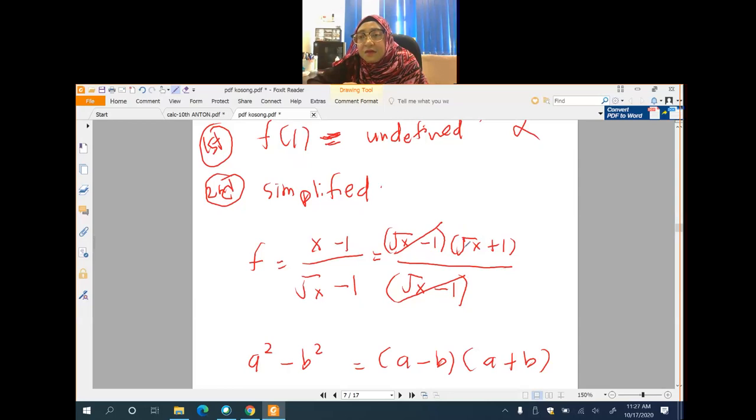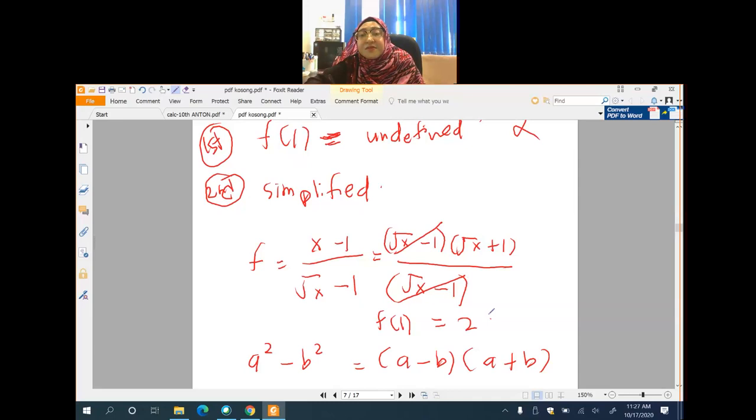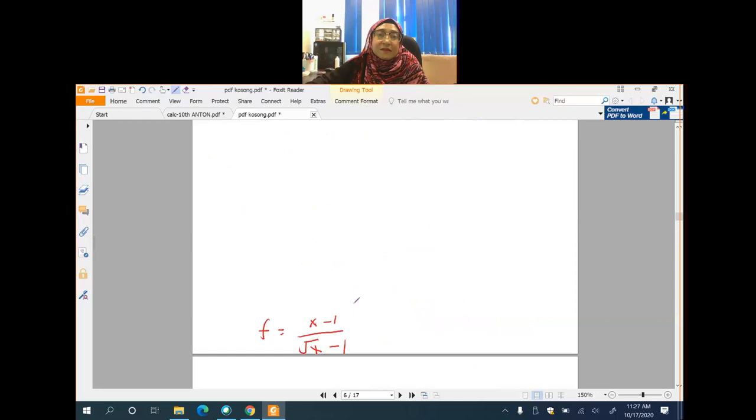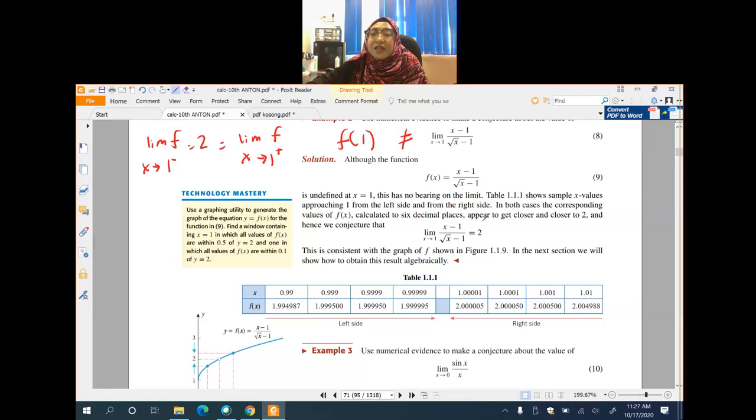Once you get this kind of function, you try once again to substitute x equal to 1. What happens if you substitute x equal to 1? Does it still give you undefined? No. It will give you 2, right? Yes. So this will be the answer after we simplify. So without having to make a table, we already know that the limit of f as x tends to 1 is equal to 2 after we simplify, right?